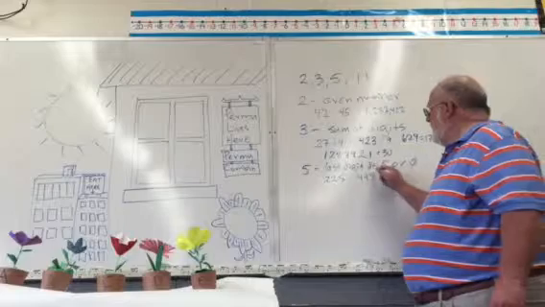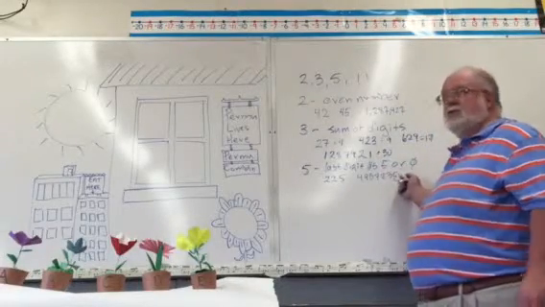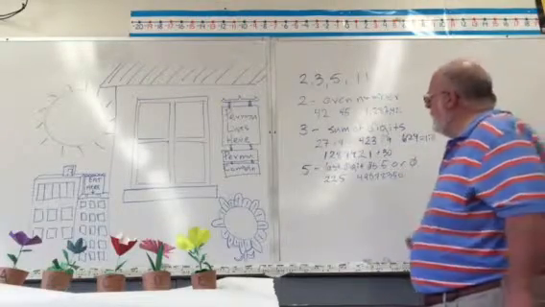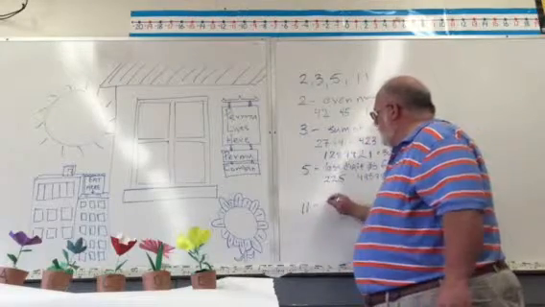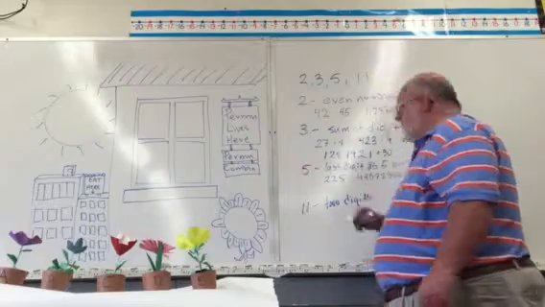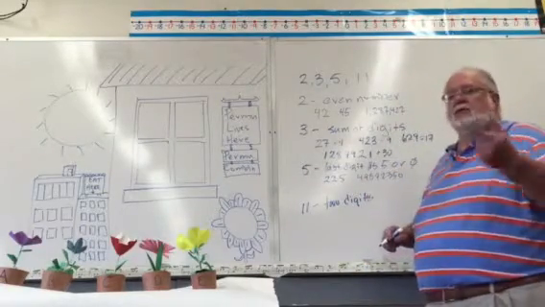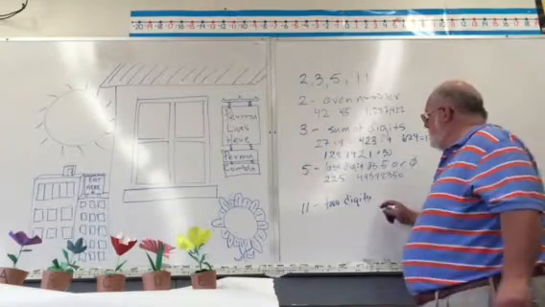4, 9, 8, 7, 2, 3, 5, 0. Ends in 0, 5 goes into this whole number. How about our last one, 11? Well, if it's 2 digits, it's something you've known since elementary school. 11, 22, 33, 44, 55, 66, and so on.